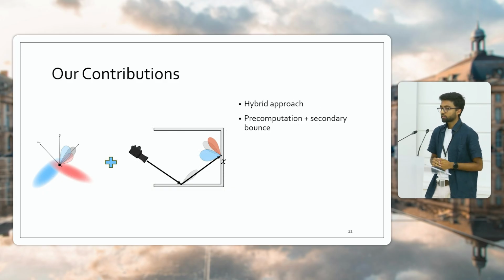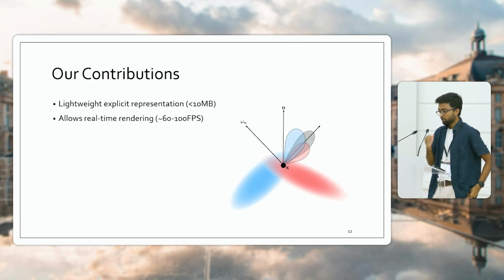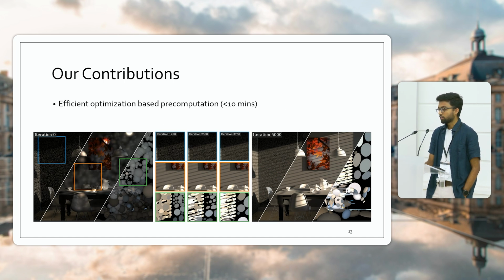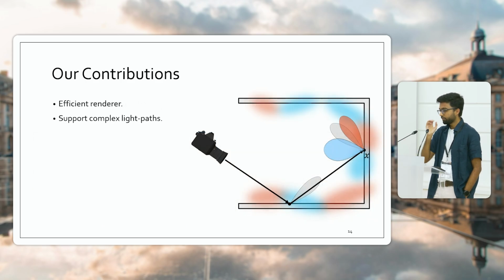So we wanted to try and solve all of these issues. We propose a hybrid approach where we pre-compute and store most of the complex light paths, and wherever we know that our pre-computation is going to fail, we do a small lightweight path tracing. Specifically, we contribute an explicit representation, which is lightweight and allows for real-time rendering. We then propose an optimization-based pre-computation strategy, which is efficient and tries to reduce the amount of pre-computation required. And finally, we propose an efficient renderer, which supports rendering complex light paths.